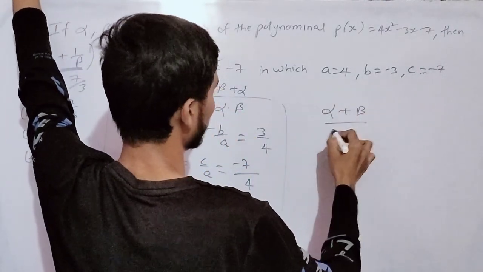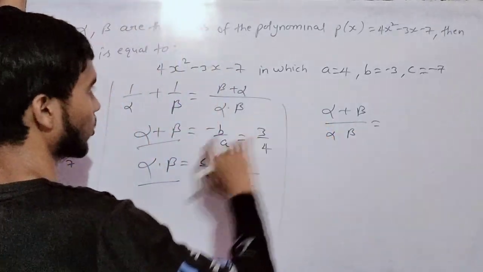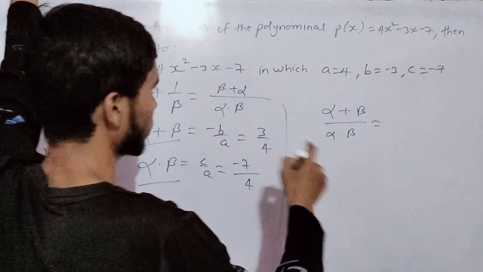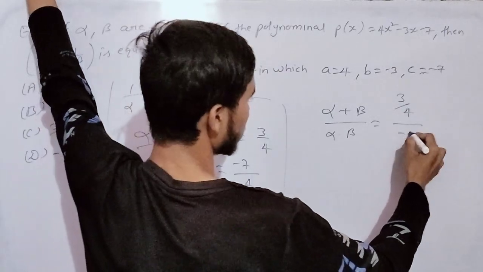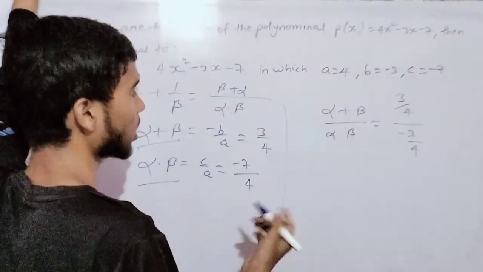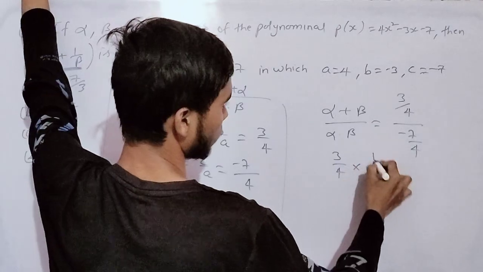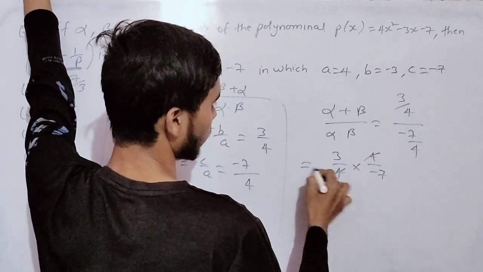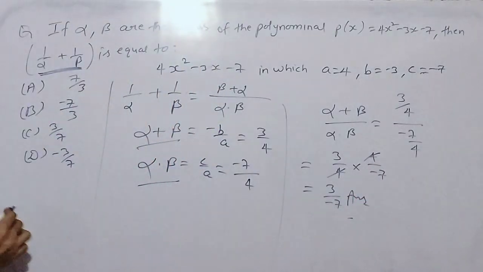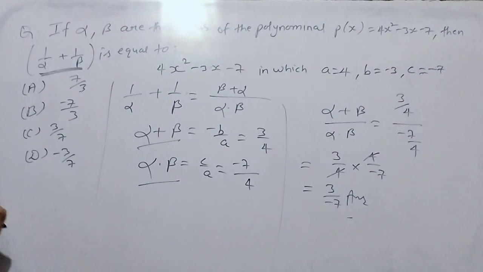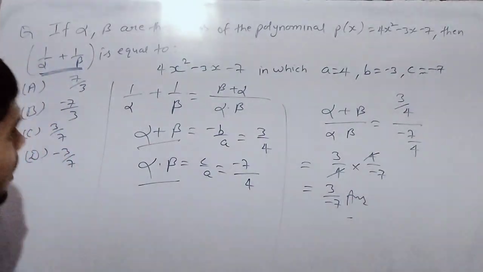So after putting the values, you will get 3 upon 4 and minus 7 upon 4. Simplify it: 3 upon 4 multiplied by 4 upon minus 7. You are getting how much? 3 upon minus 7. This will be the answer. So where is 3 upon minus 7? Yes, 3 upon minus 7.